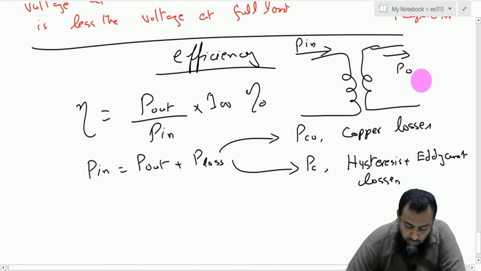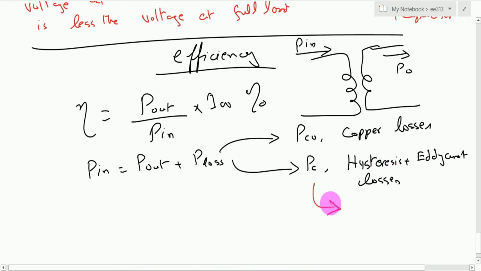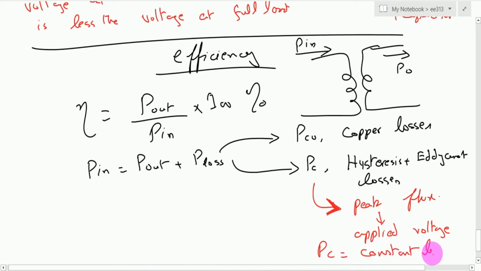Whereas this core loss, which is PC, is usually fixed. Why is it fixed? Because these core losses depend on the peak flux, and this peak flux depends on the applied voltage. Because this applied voltage is usually fixed, this PC is a constant loss. It does not depend on the value of the load connected to the given transformer.